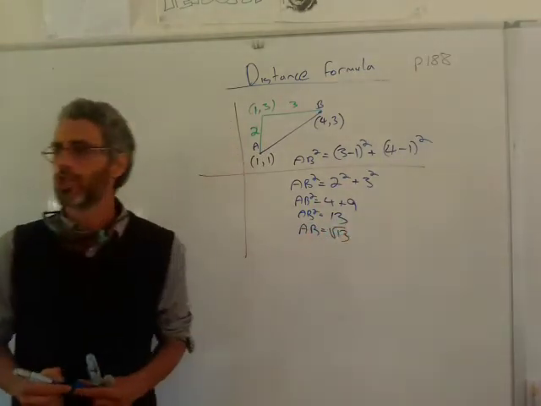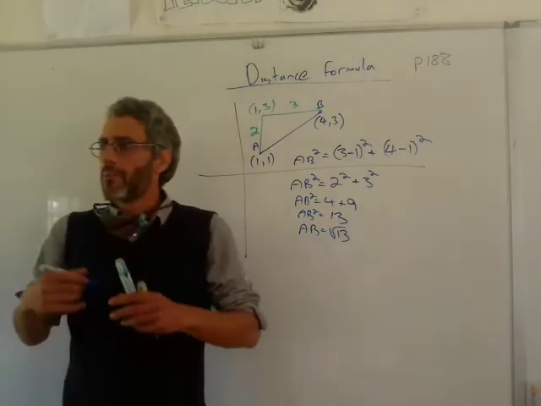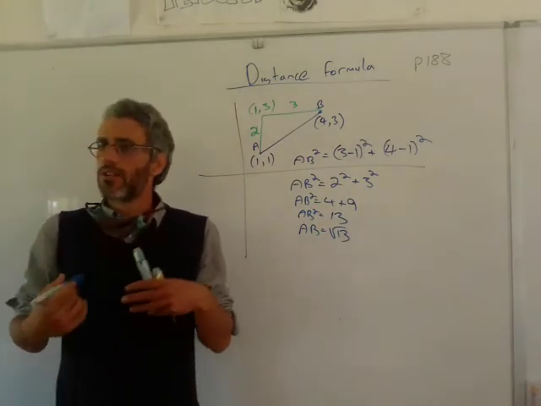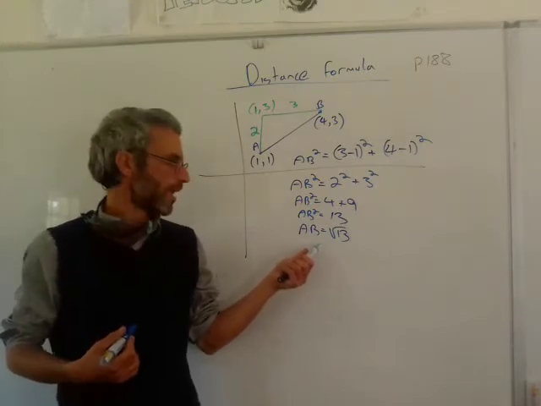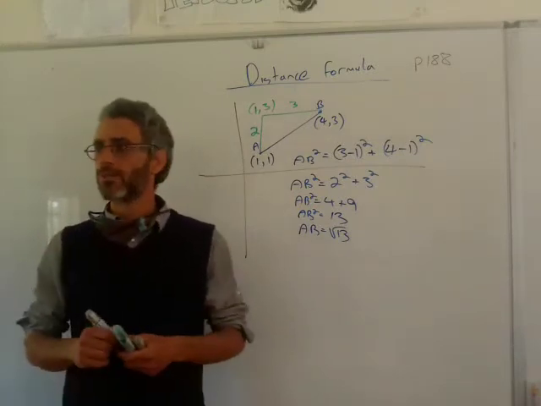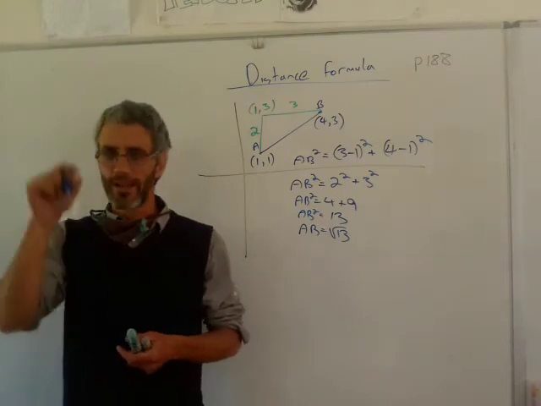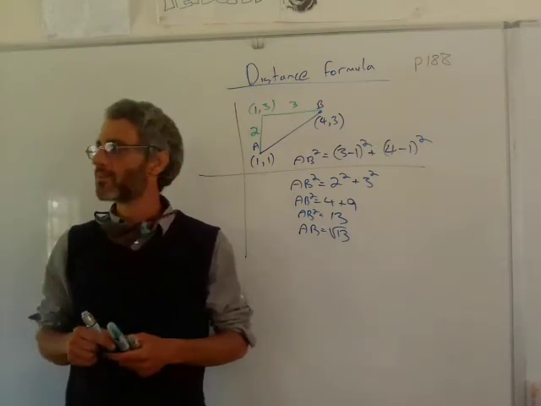Now you have to check what they're asking in the question. They might ask you to leave your answer as a surd. That's what it's called, a surd. Or they might want you to write it down to 2 decimal places, and you just put it in the calculator and press the surd button.